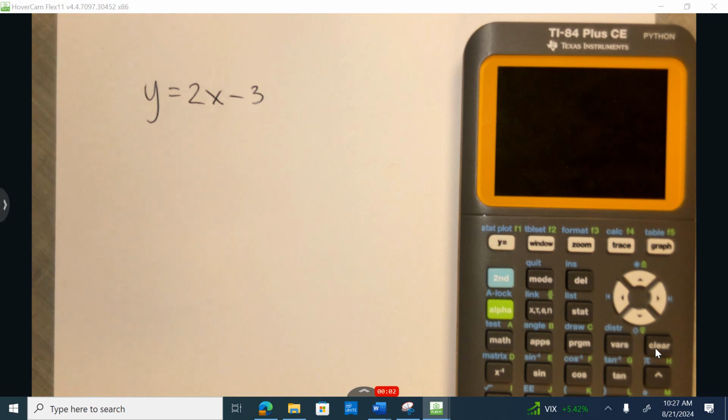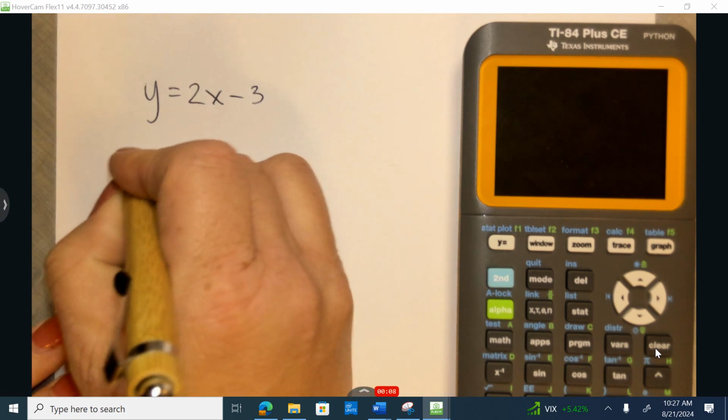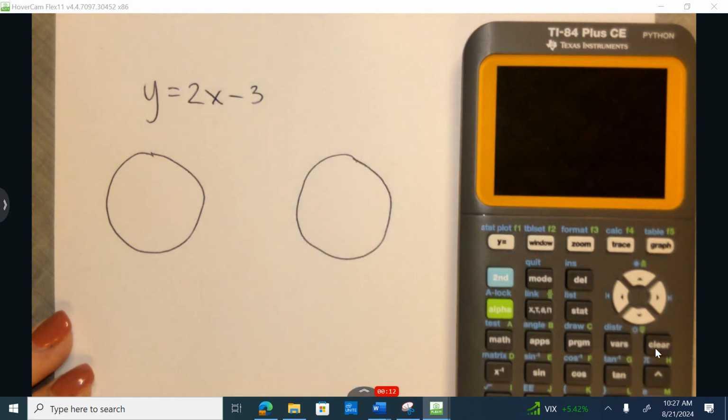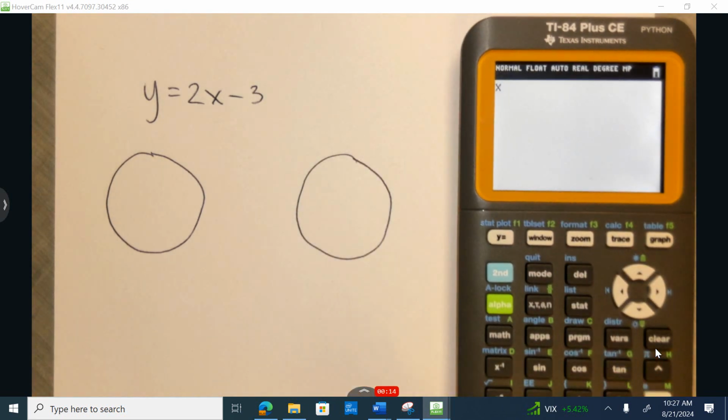I'm going to start by explaining in this short video what it means to be an inverse of a linear function. If you were present with me in class, I would like you to make two large circles. And then we are going to use the calculator to demonstrate this.